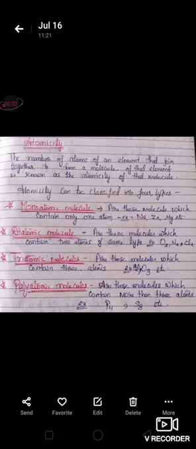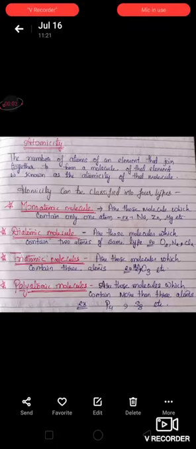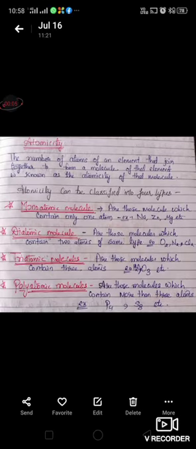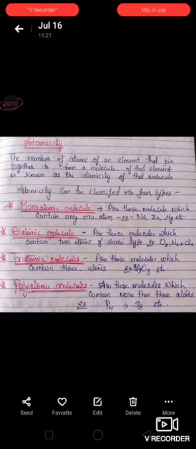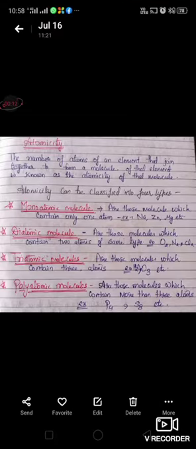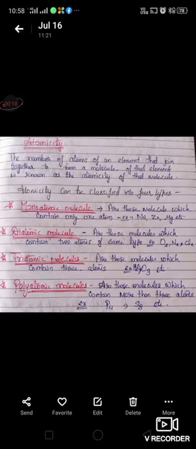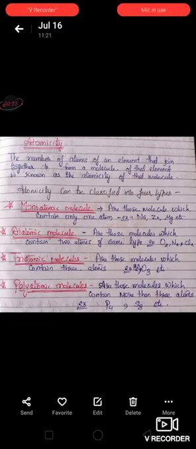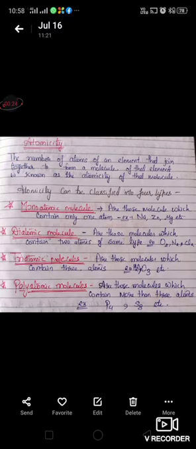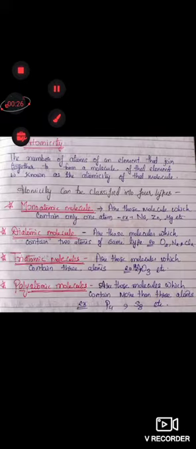Hello dear students, in the previous class we had already learned about atomicity. I hope you all understood that topic. The number of atoms of an element that join together to form a molecule of that element is known as the atomicity of that molecule. I had already taken this in our previous class. Today we are going to start our next topic, that is chemical formula.